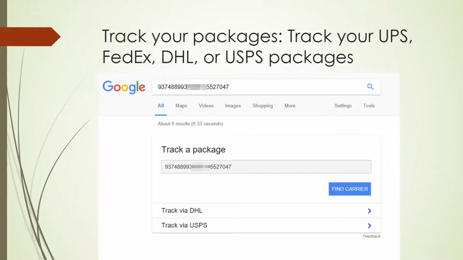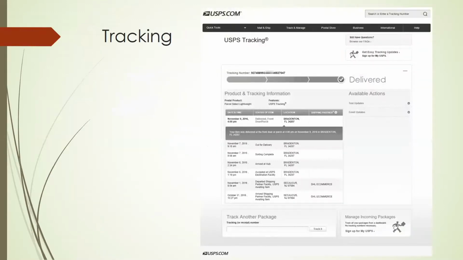If you're tracking packages, you could track UPS, FedEx, DHL, or USPS packages. All you have to do is copy and paste the tracking number into the Google page or into the Google box and say find carrier, or just click on it and you'll get all the information about that package. And it'll tell you where it is, where it moved from, how it changed hands.